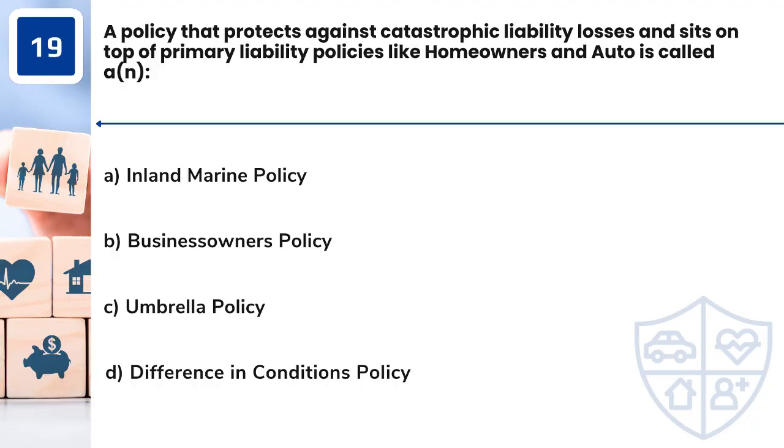Question 19. A policy that protects against catastrophic liability losses and sits on top of primary liability policies like homeowners and auto is called A. Inland marine policy. B. Business owner's policy. C. Umbrella policy. D. Difference in conditions policy.